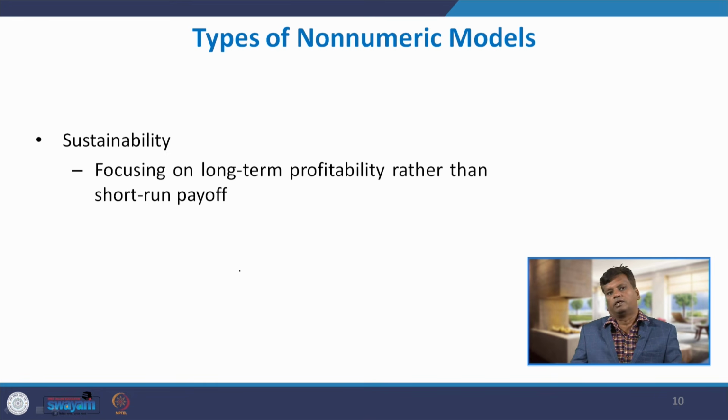The next method is called sustainability. Focusing on long term profitability rather than short term payoff. When we go for choosing a project, we have to see the sustainability of the organization and look for long term profitability rather than short term. So, that type of method for choosing a project is called the sustainability method.